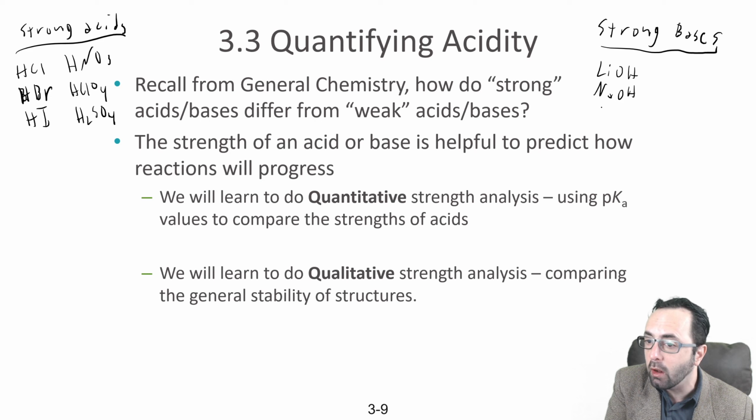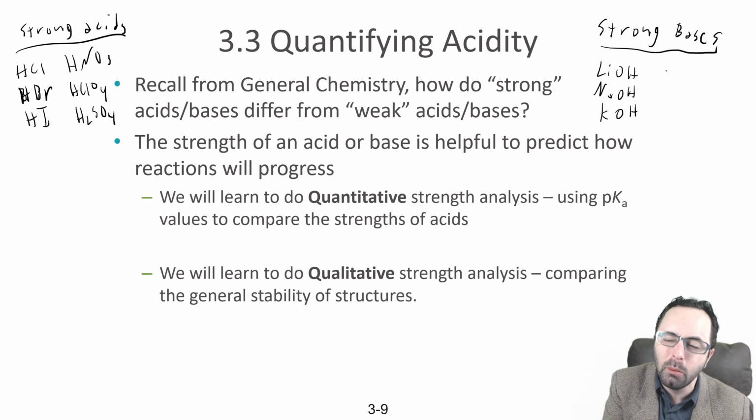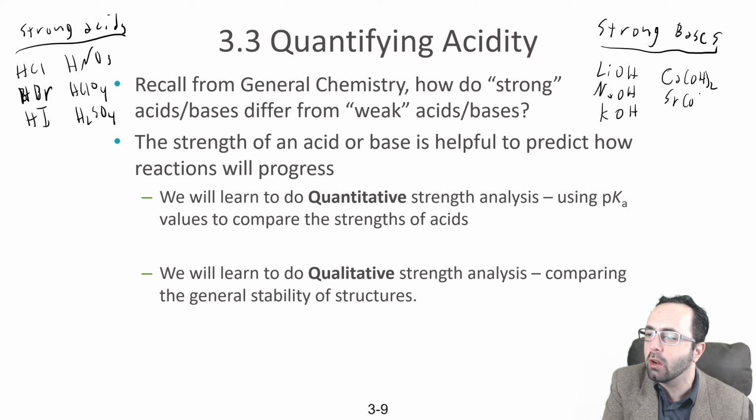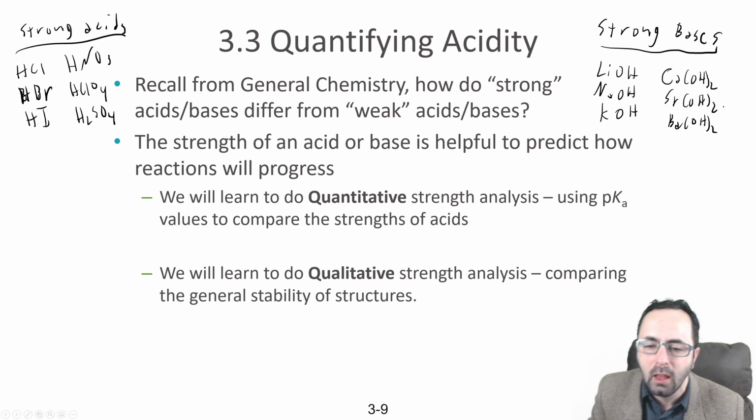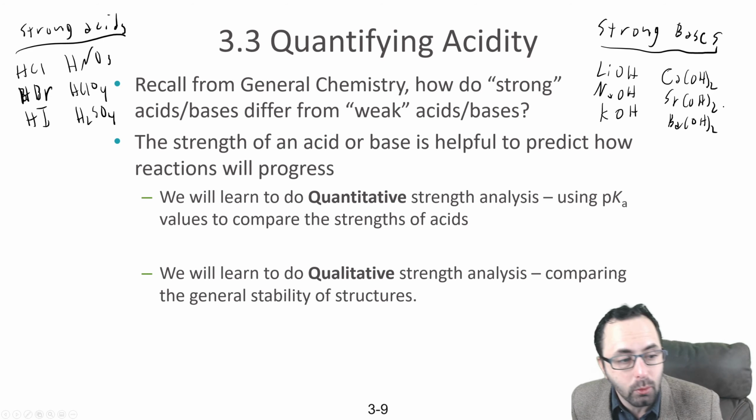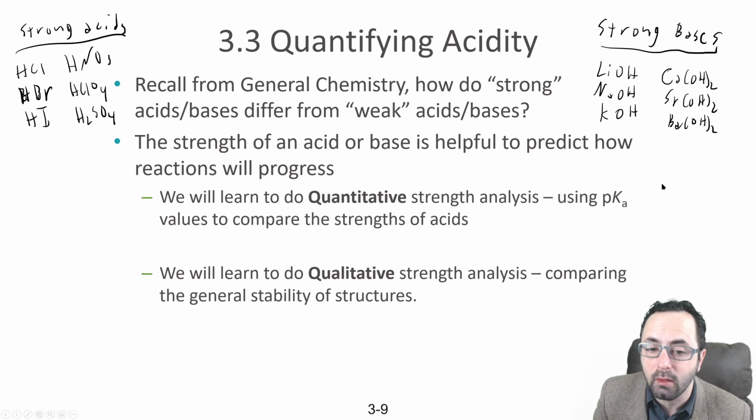So lithium hydroxide, sodium hydroxide, potassium hydroxide, and in fact all the group 1 hydroxides. And then calcium and beryllium and magnesium hydroxide are not considered strong bases, only because they're not very soluble in water. But if you remember your solubility rules, calcium hydroxide, strontium hydroxide, barium hydroxide are all considered strong bases. And what they have in common is they put hydroxide in water. And hydroxide is quite a strong base for reasons that we will discuss.